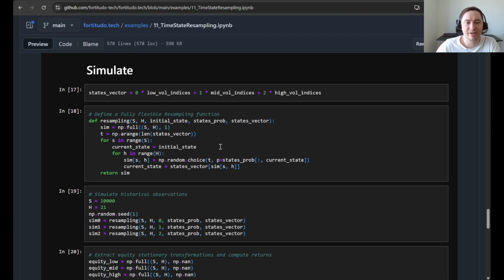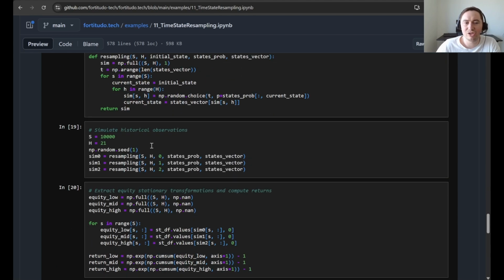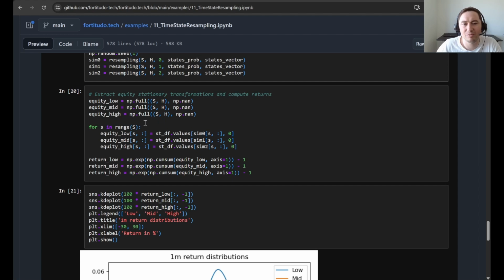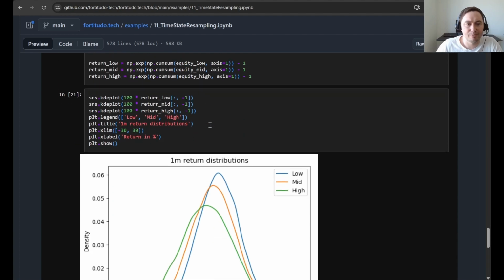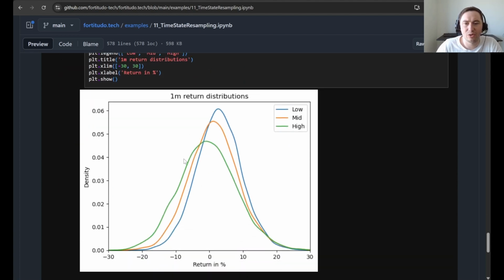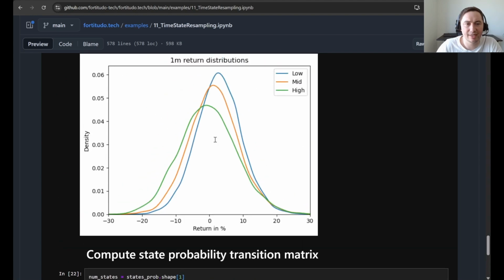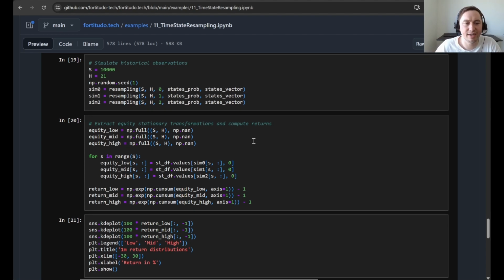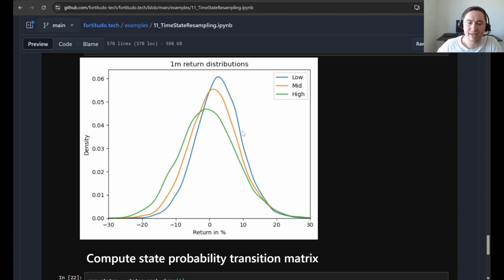First we define a states vector, we define this resampling function, we have different initial states, we fix the seed just so that we can replicate these simulations, and then we allocate some space for computing these returns. This is what we illustrate: this 1 month simulation. If you want to see the 1 year simulation, you can adjust this horizon to 252. That's what we assume is the number of trading days in a year.